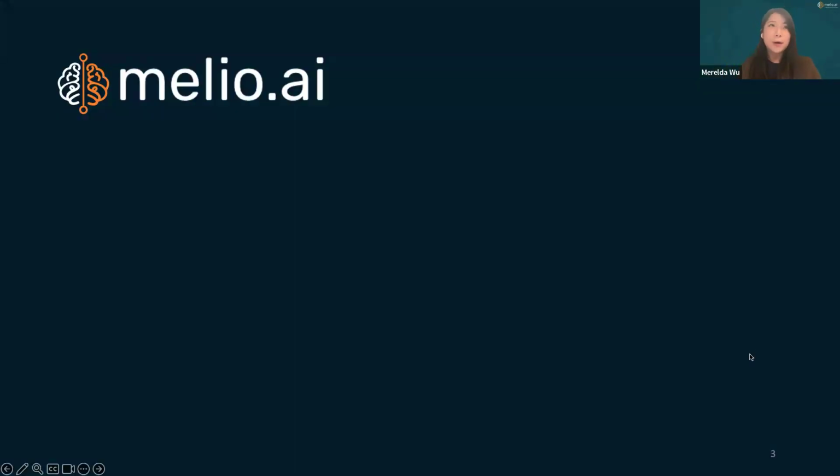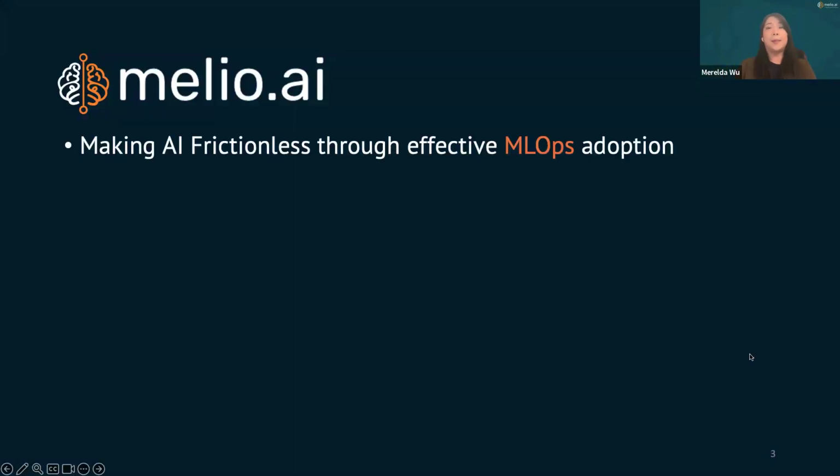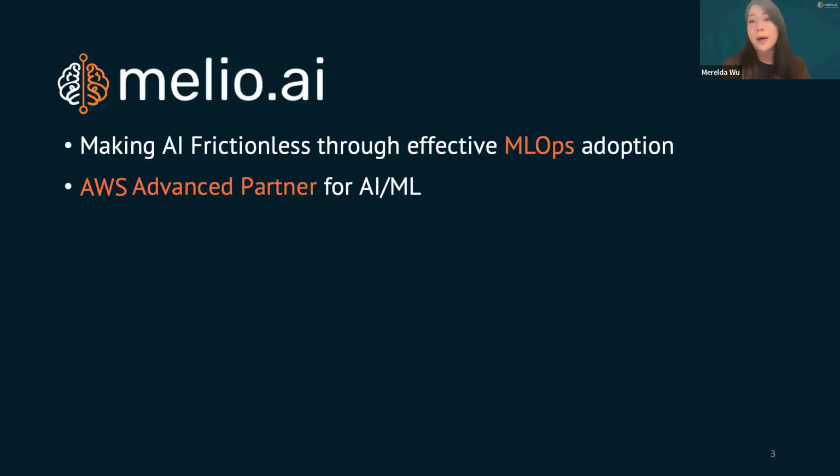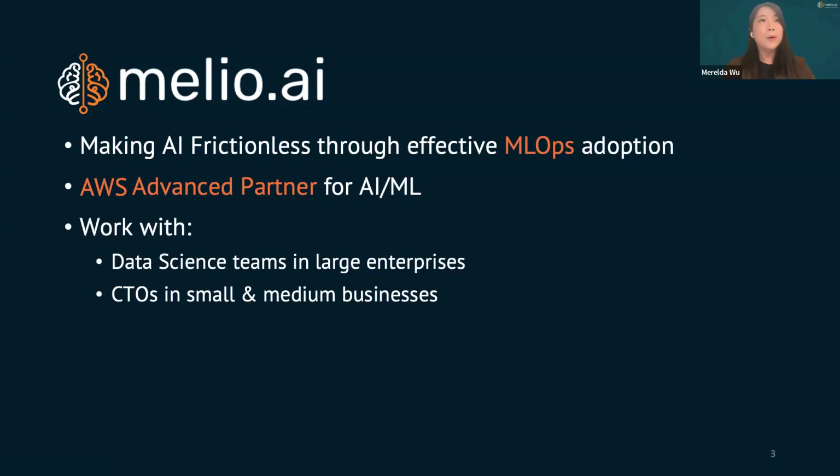Just a quick overview of Melio. We are a company who are specifically trying to help our clients develop, deploy, and operationalize their machine learning workloads. We do it predominantly on AWS. So we're an AWS advanced partner for artificial intelligence and machine learning. And recently with the whole Gen AI hype, we are also a part of the hype, as well as AWS. We work with data science teams in large enterprises, so banks and insurance, but we also work with small and medium businesses, more directly with the CTOs.